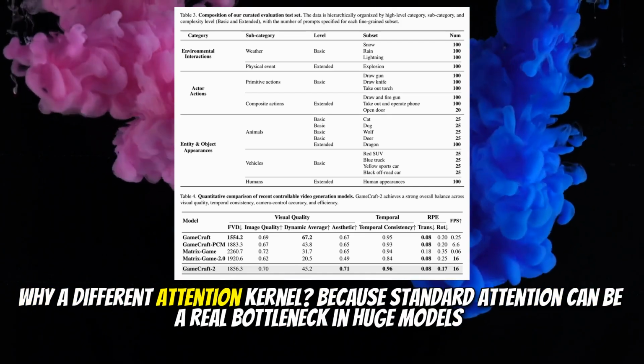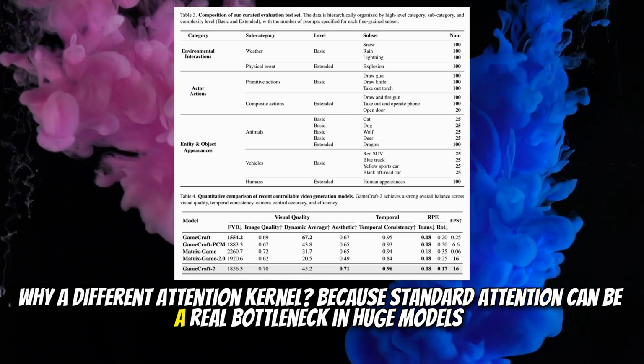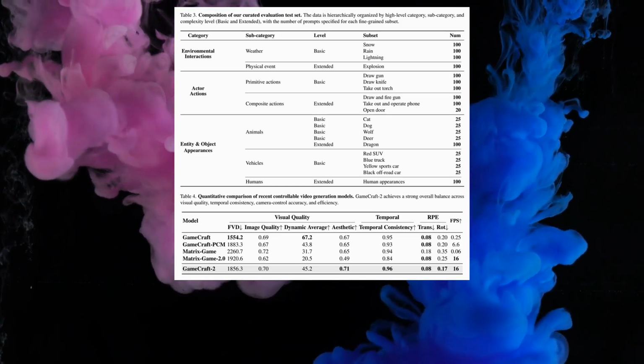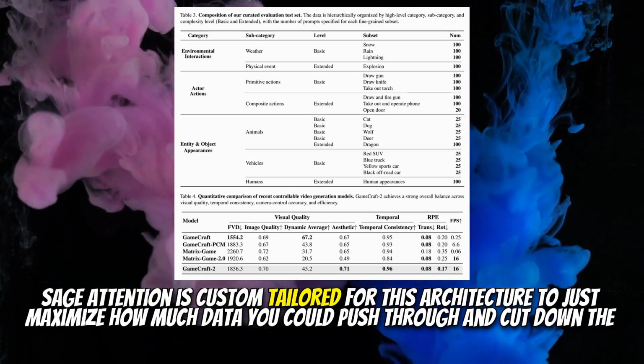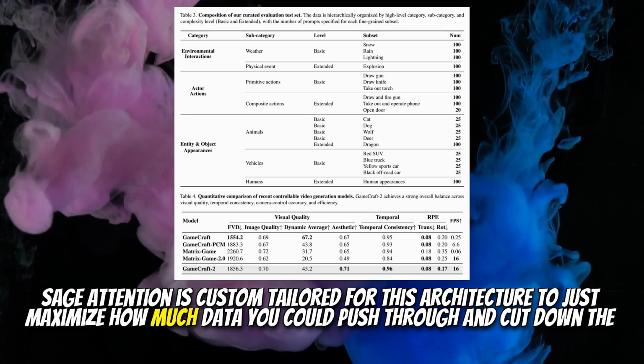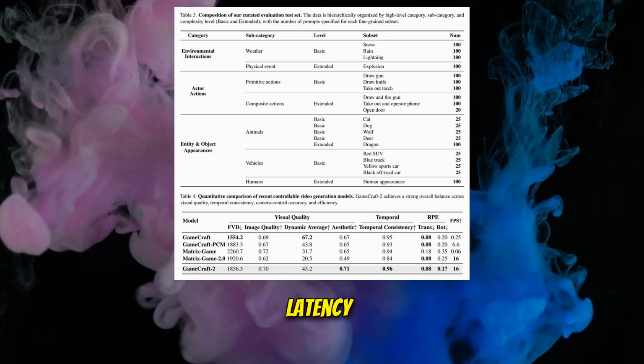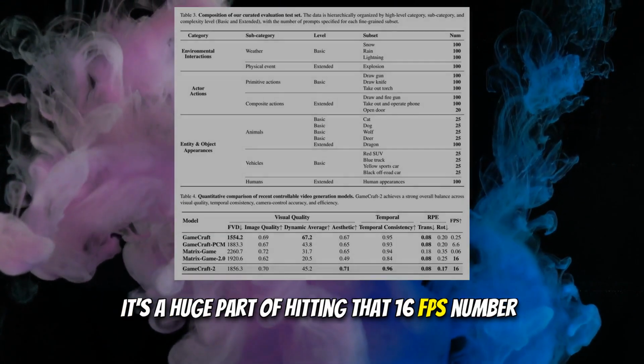Why a different attention kernel? Because standard attention can be a real bottleneck in huge models. Sage attention is custom tailored for this architecture to just maximize how much data you can push through and cut down the latency. It's a huge part of hitting that 16 FPS number.